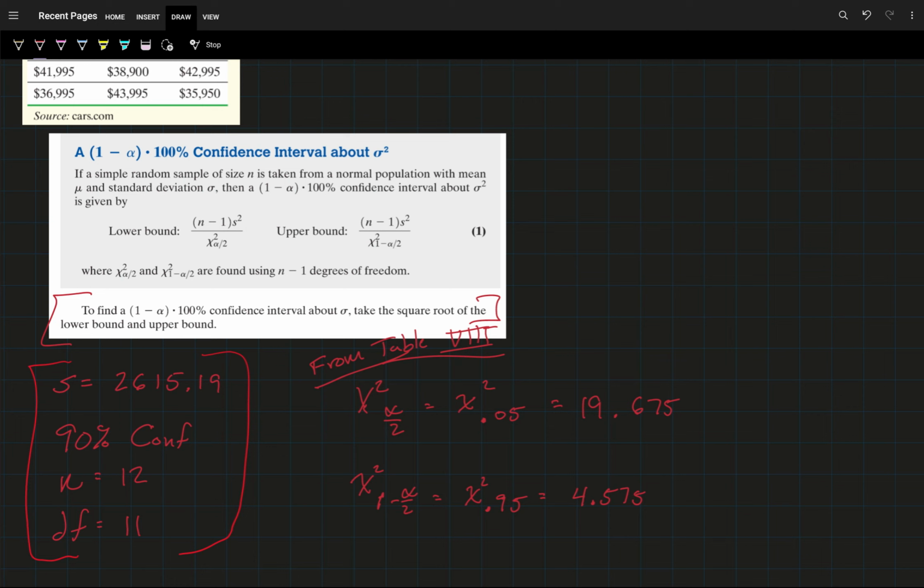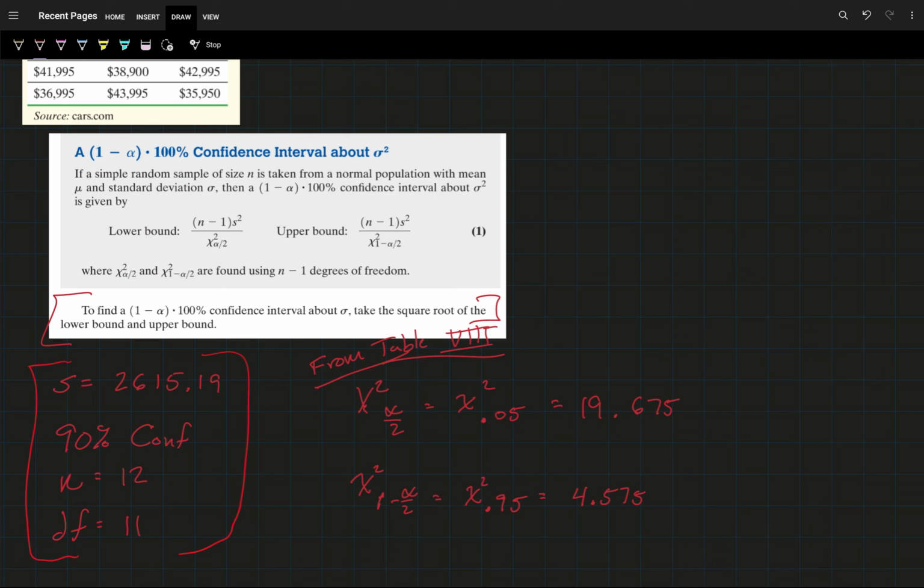So looking at our equations, we have n, we have s. Basically what we need now is our chi-squared values. So we're going to calculate our chi-squared alpha over 2 and our chi-squared 1 minus alpha over 2. It's just the tail values, because we're looking for that middle 90%. So we have those 5% on either side. So our lower bound chi-squared is going to be chi-squared 0.05, and our upper bound chi-squared value is going to be chi-squared 0.95.